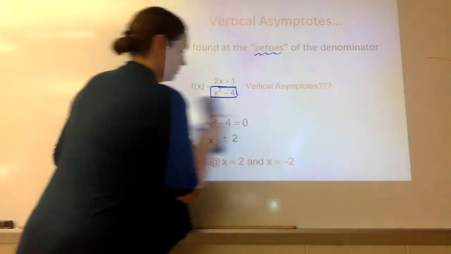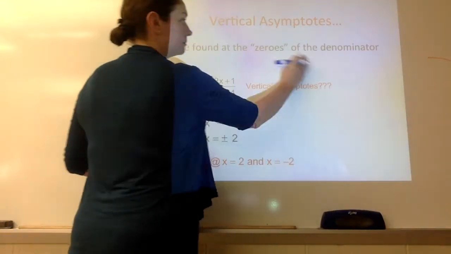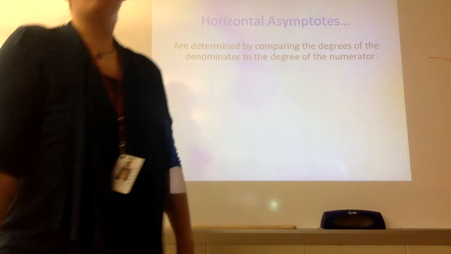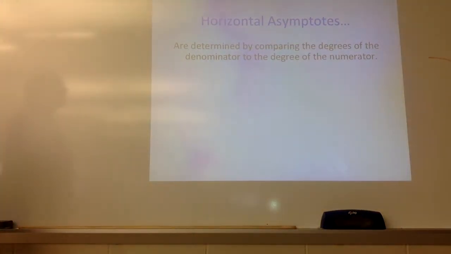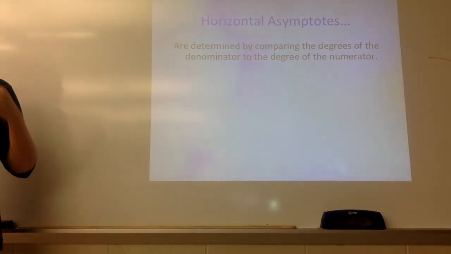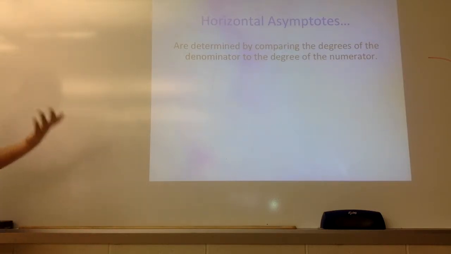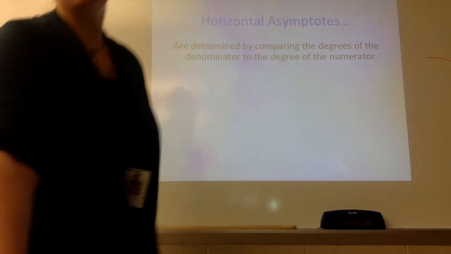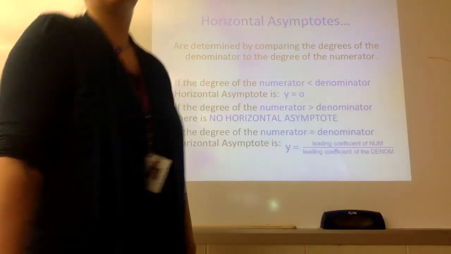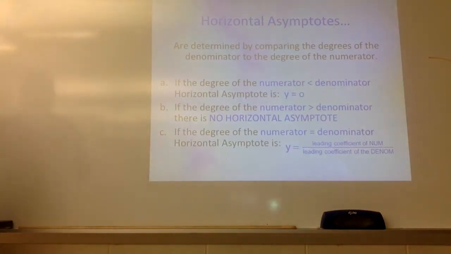All right, moving on. Moving on up. Horizontal asymptotes. Horizontal asymptotes are determined by comparing the degrees. So we have a degree of the numerator, we have a degree of the denominator. 3 cases. Take a moment, write them down, and then we'll do some examples.